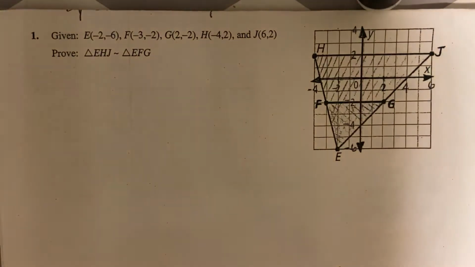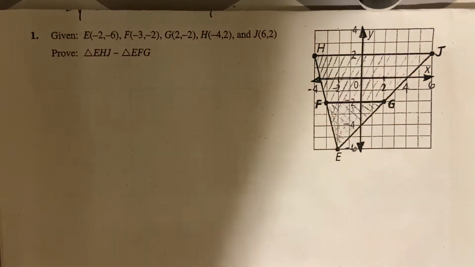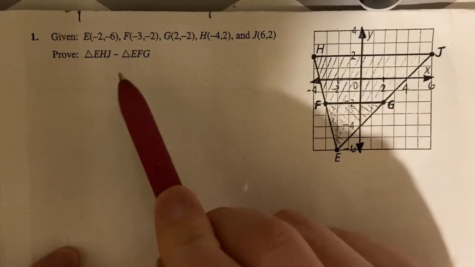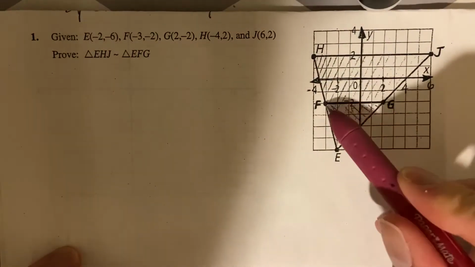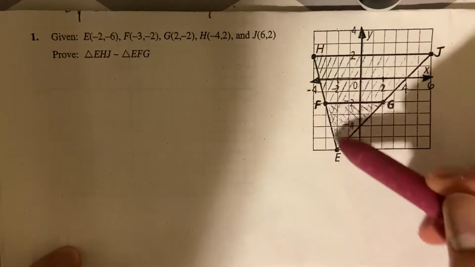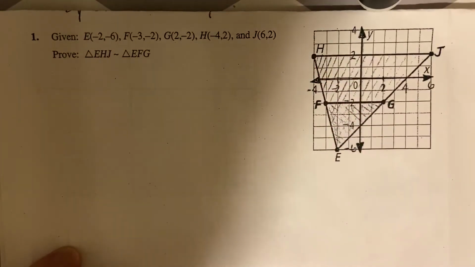Hi everyone. Some of you had requested to go over how to do a coordinate proof for similarity. So I'm going to show you how to use SAS similarity to prove that triangle EHJ is similar to triangle EFG. So meaning the small triangle here is similar to the big triangle.